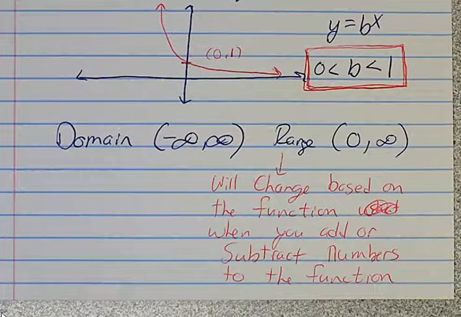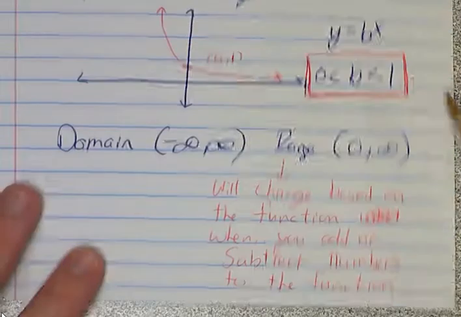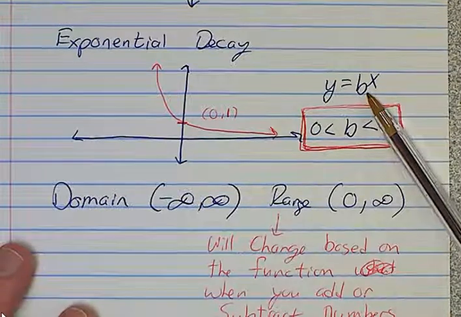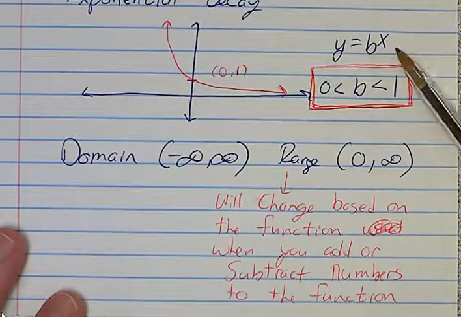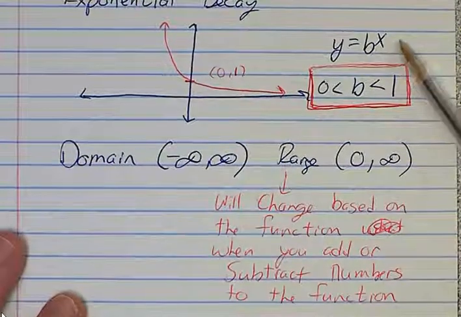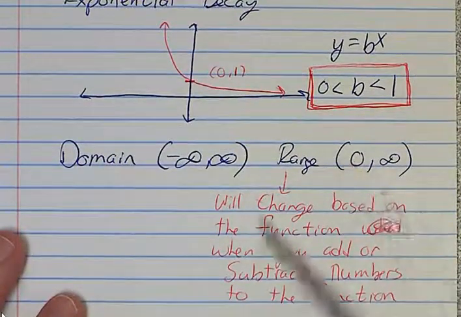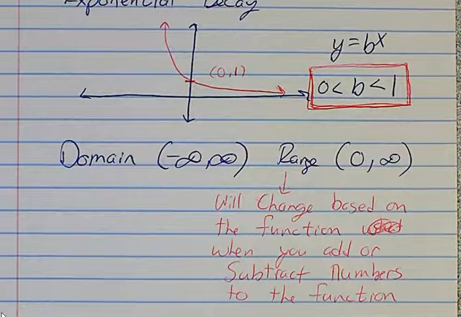But in just the basics, if we don't do anything weird, we've just got b to the x power, and that's all it is. This domain and range is always going to be the exact same answers. Now, when we start adding and subtracting to the x up here in this equation, then we're going to start changing the range.